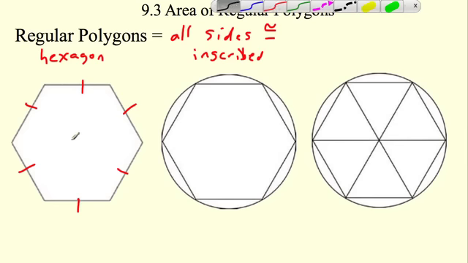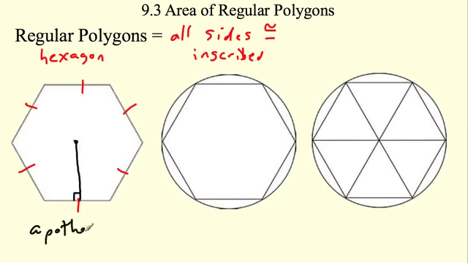So a regular hexagon has a center. And from this center, I can go straight to one of these sides right here. It makes a right angle. This is called the apothem. What this does is it goes from the center, and it's a perpendicular bisector of one of the sides.